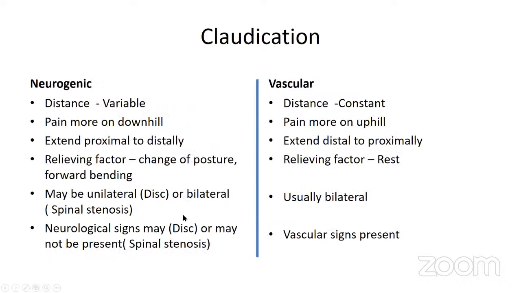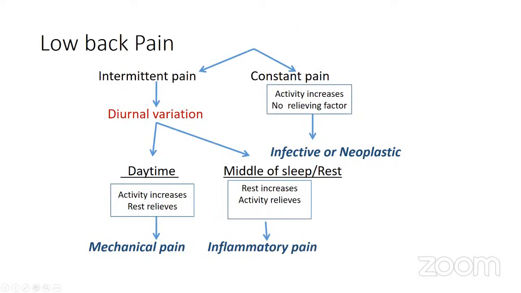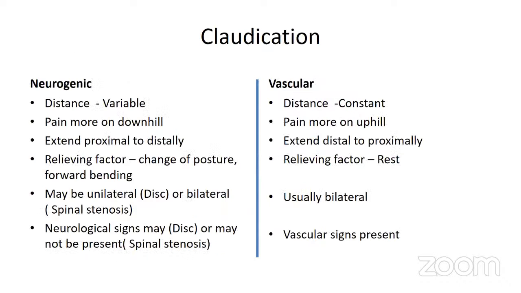Okay, and basically in mechanical pain, there is another special character, the claudication pain. Now, sometimes it is asked how to differentiate between neurogenic and vascular claudication. There are several differences. I'm not going into detail; mostly it is theoretical. Most important, the distance is variable in neurogenic, whereas the distance is constant in vascular. Pain is more in neurogenic when going downhill, whereas in vascular it is when going uphill, because it is against gravity and vascularity reduces.